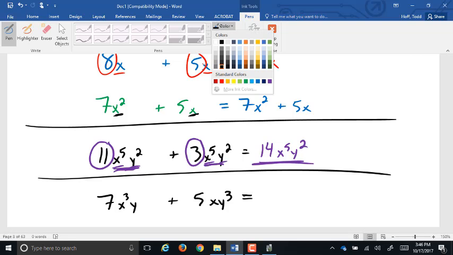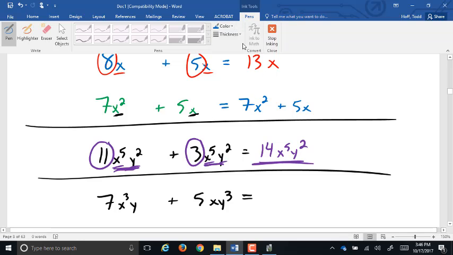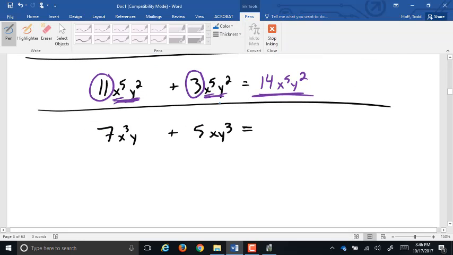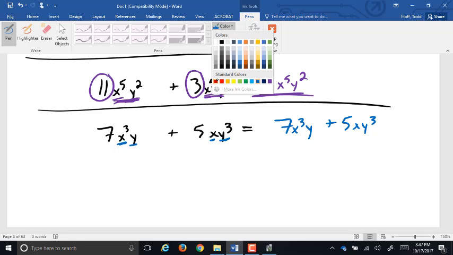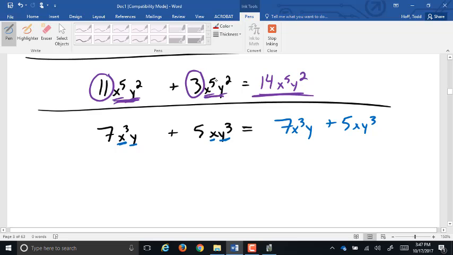When I go to add those, what do I get? Perfect. 7x to the 3rd y plus 5xy to the 3rd. Those are not the same name. They both have an x and a y, and they both have a power of 3. But here it's x to the 3rd y. Here it's x, y to the 3rd. The power is on a different variable. Those are different names.